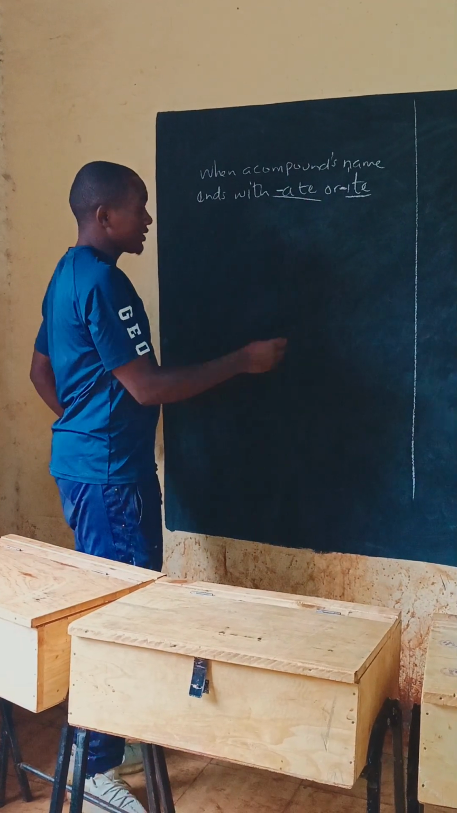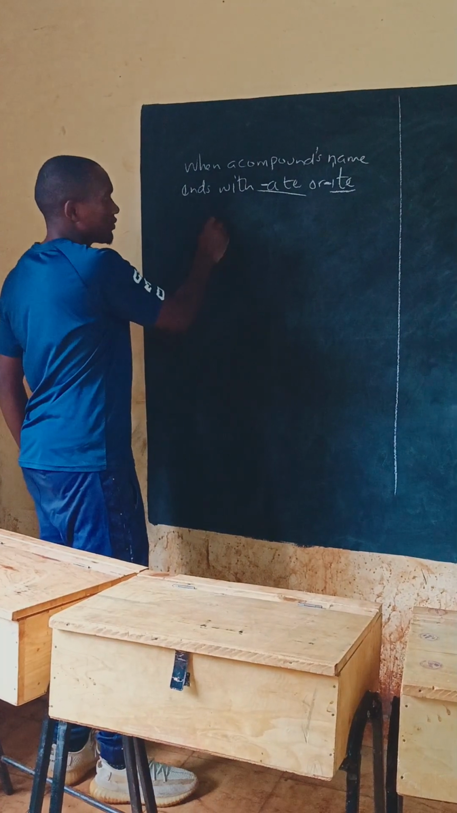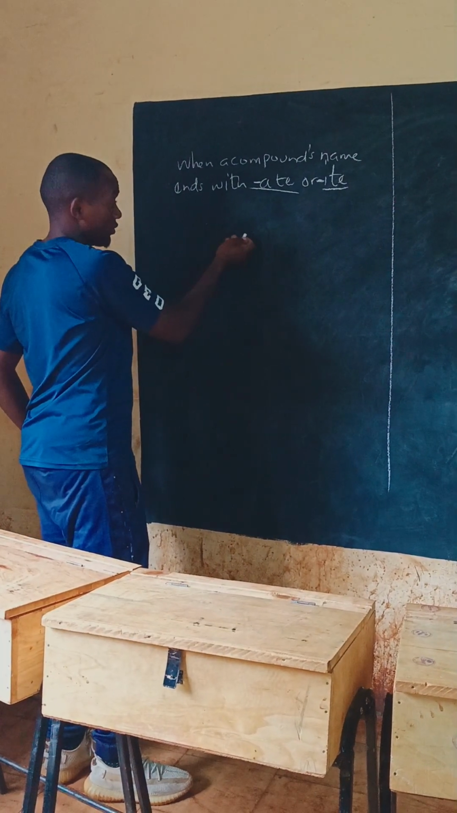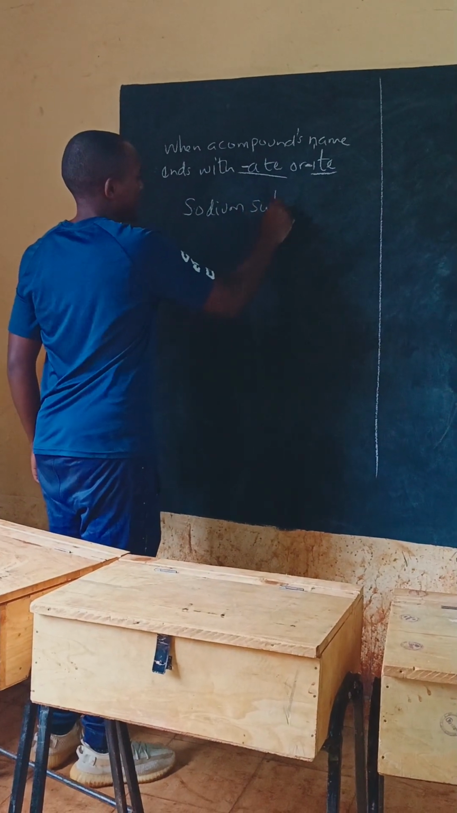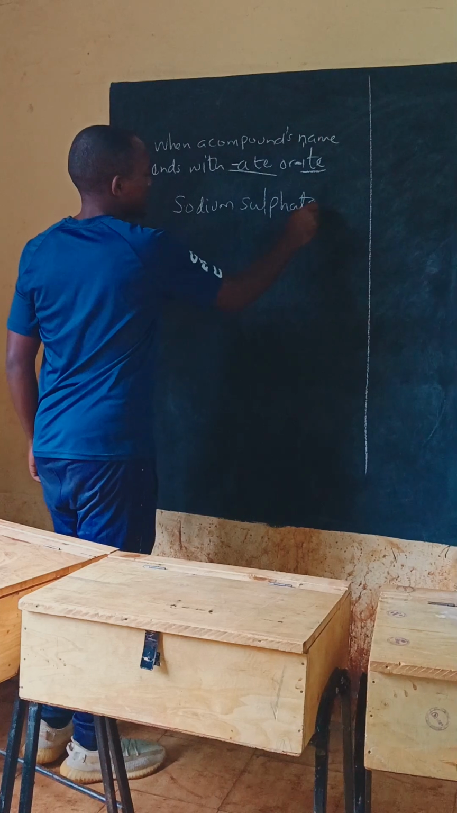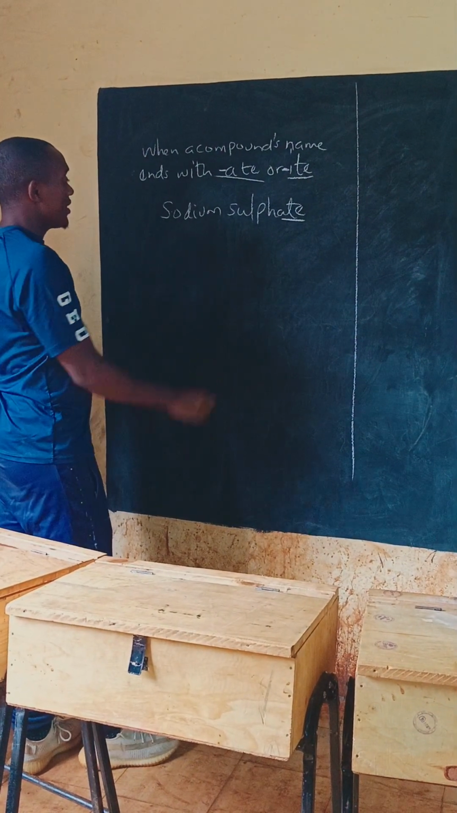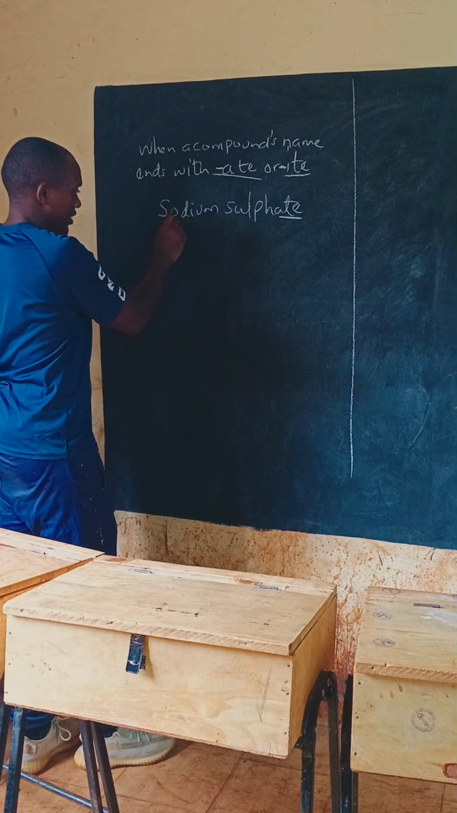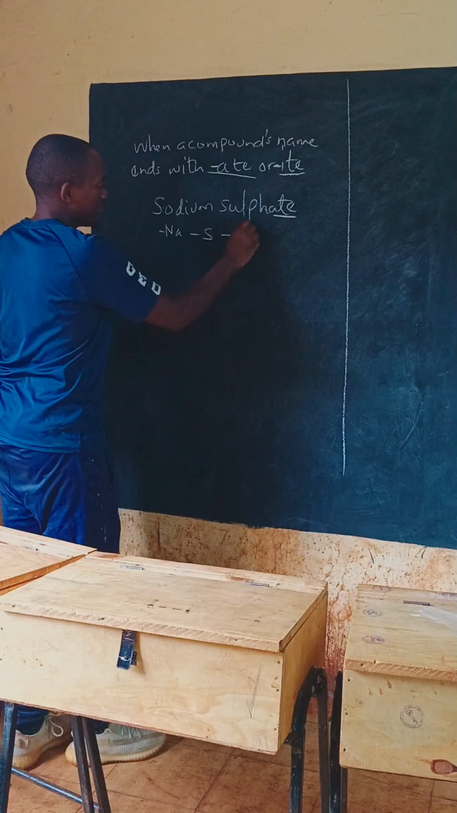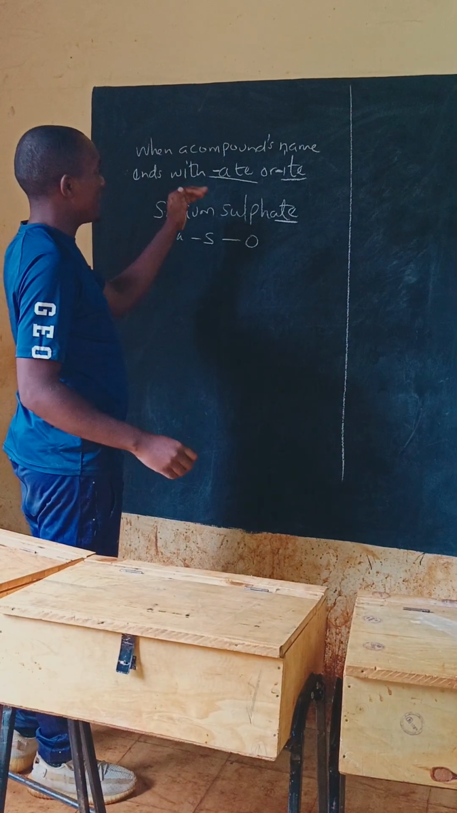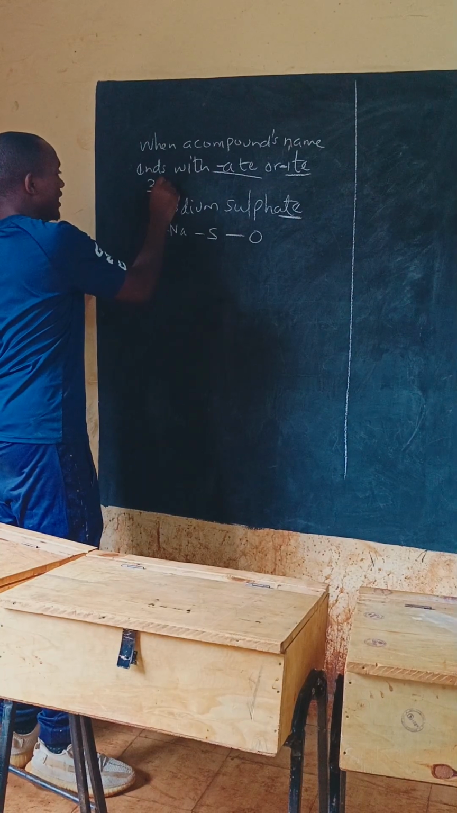So we're going to start directly with examples, because in our last class I told you it's done. For example, sodium sulfate. Sodium sulfate ends with ATE, so it means that we have three elements: sodium, sulfur, and oxygen. By the way, if it ends with ATE or ITE, we have three elements.